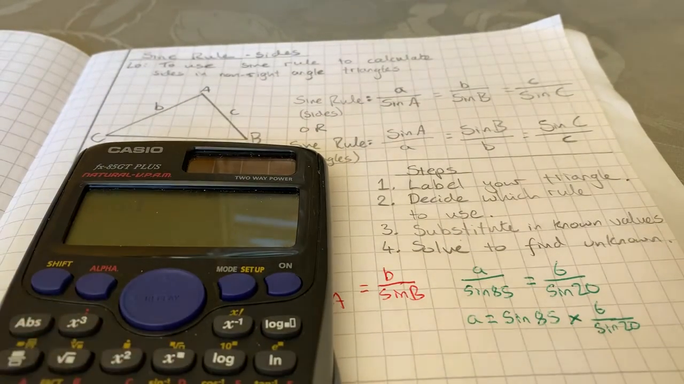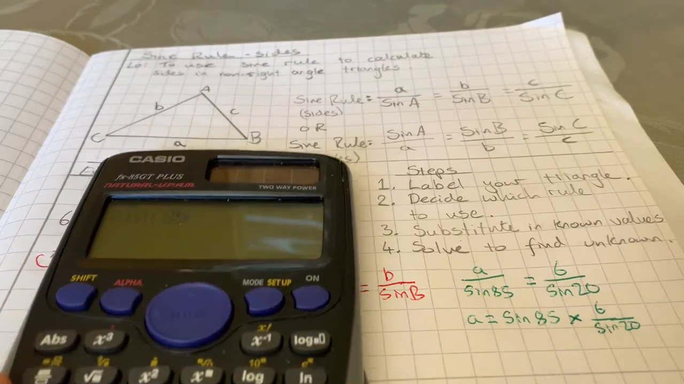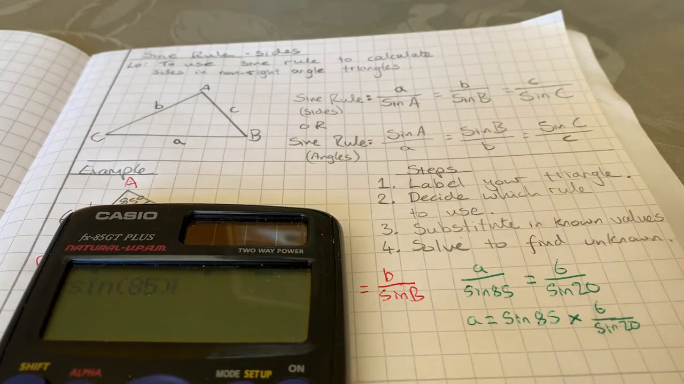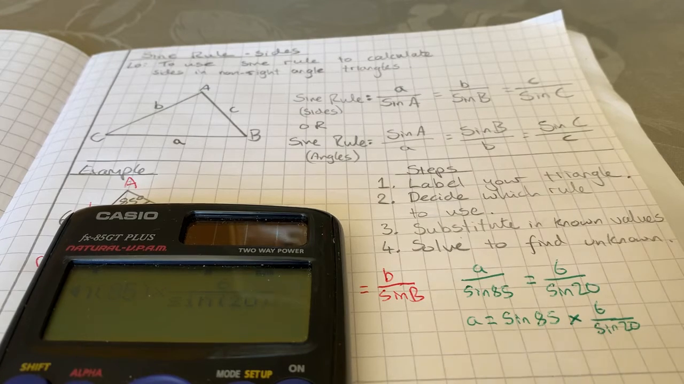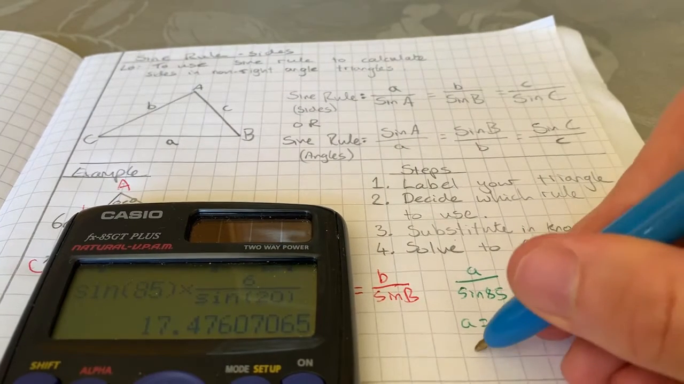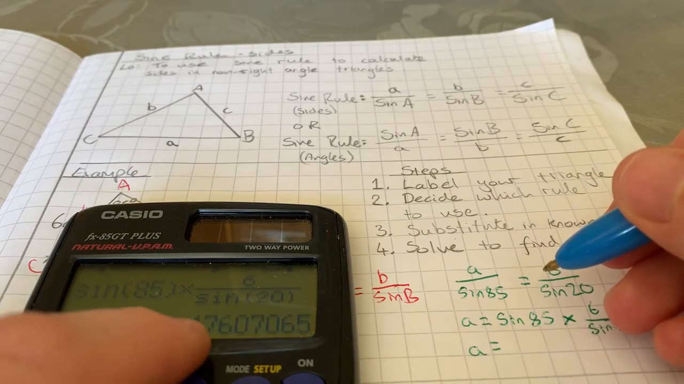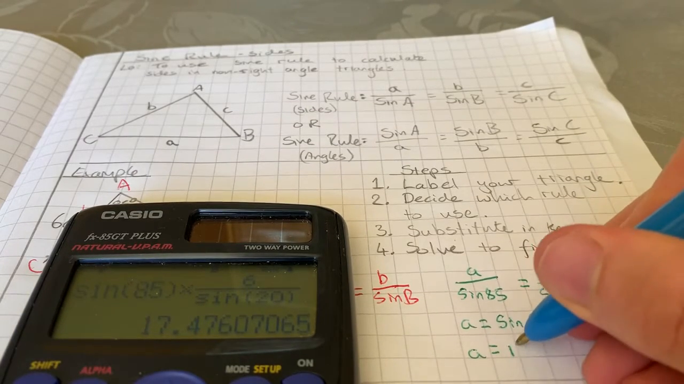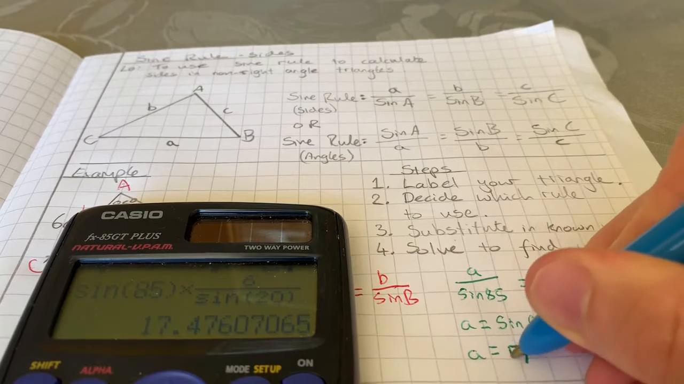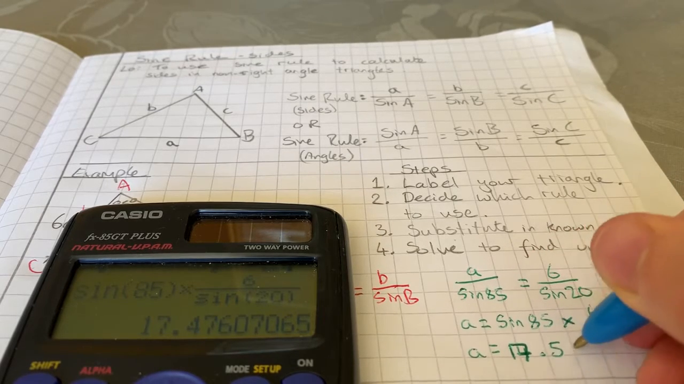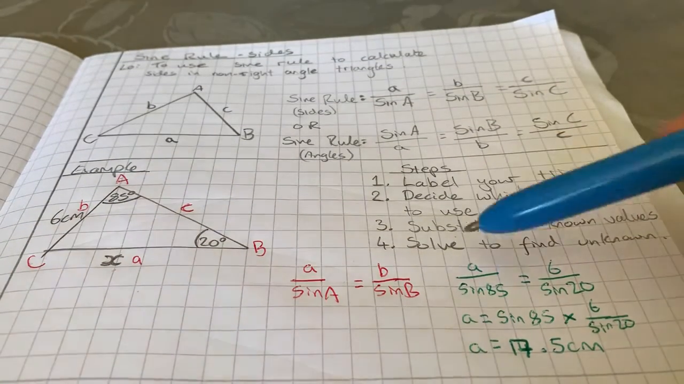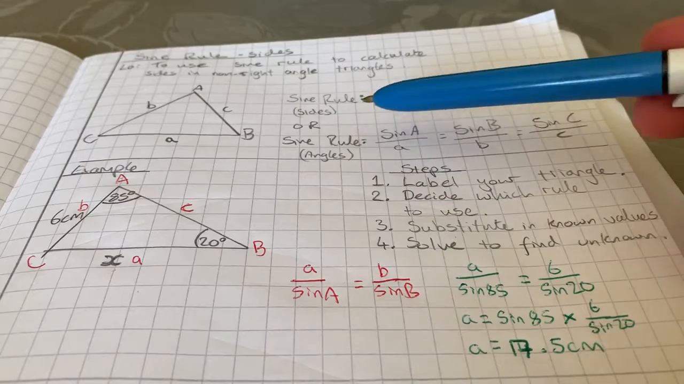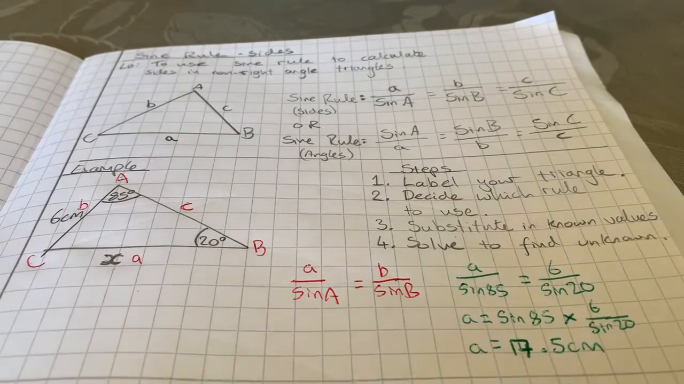So I've got sine 85. It's important to close your brackets here. Times by 6 over sine 20. If you hit equals on that, you will get your solution for a. So a there is 17.47, and so on. I'm just going to put it to one decimal, 17.5 centimeters. So it's making sure you set it up, know which formula you're using, which sine rule, and then substituting in appropriately.